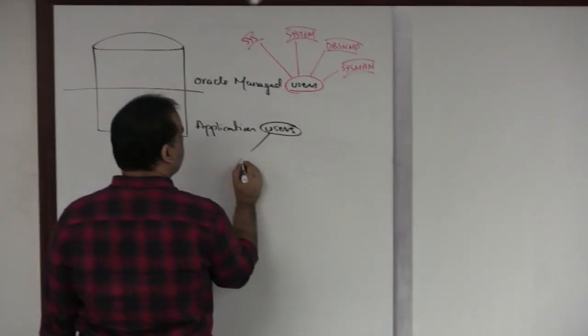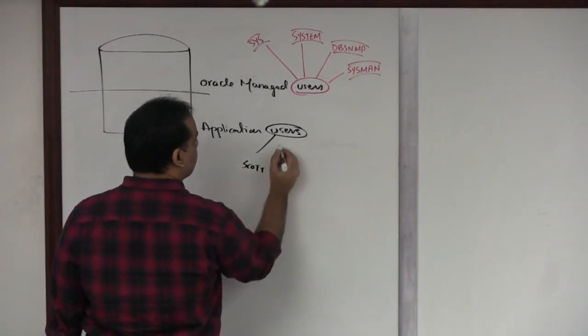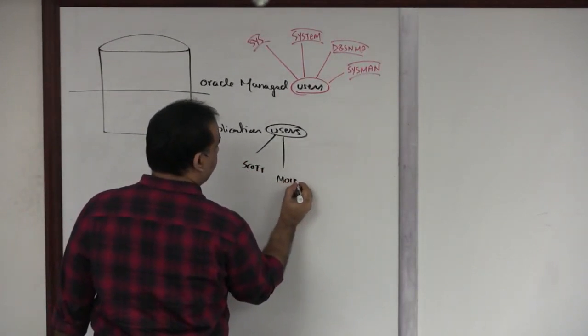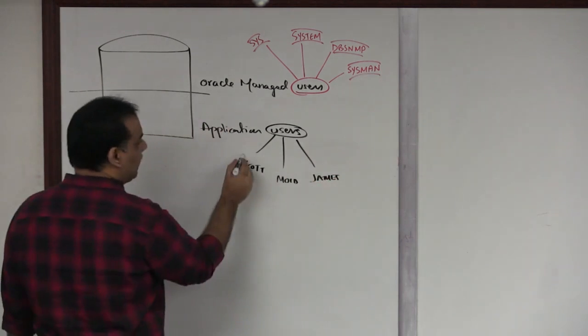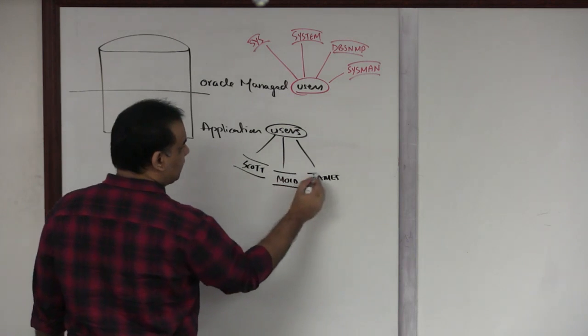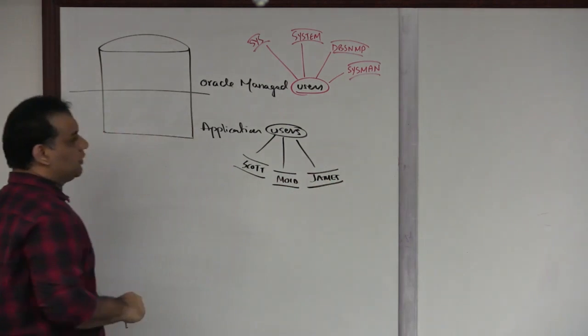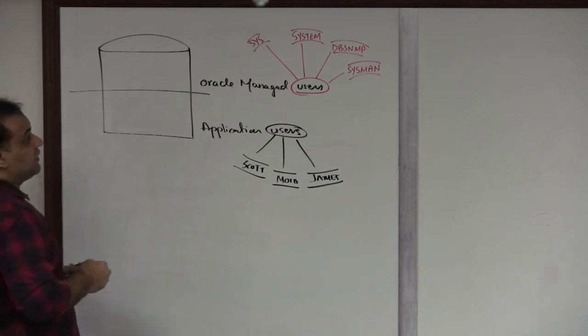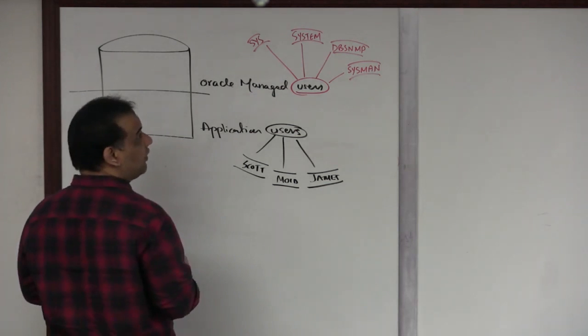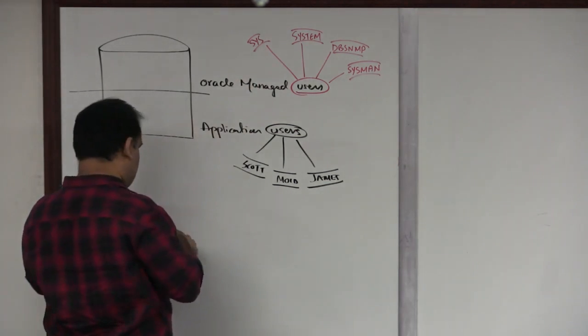Right? So these are the application users. Application users are, for example, Scott, Mohit, James. These are all the application users. Anything which is not related to your application, they are the developers, for example. These are the users. Now, as sys, do you think you have pretty much everything that you can think of?